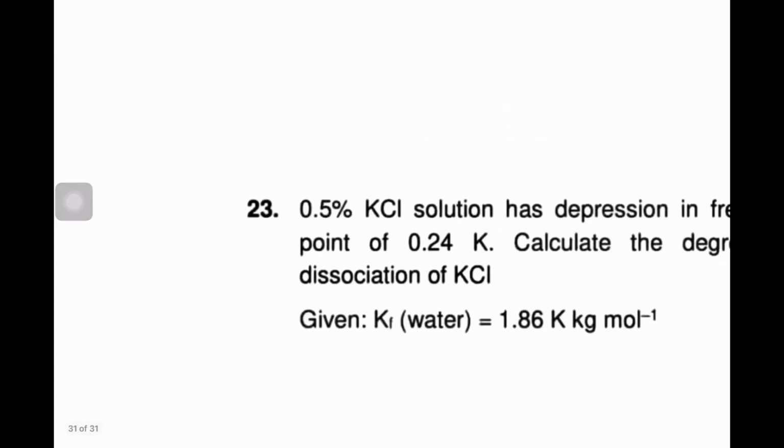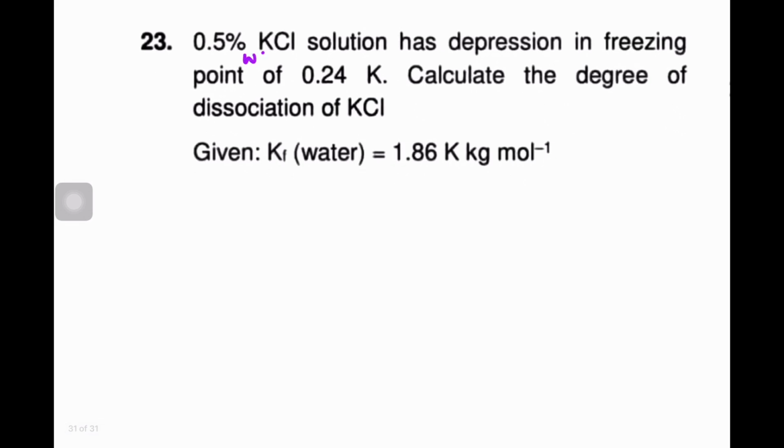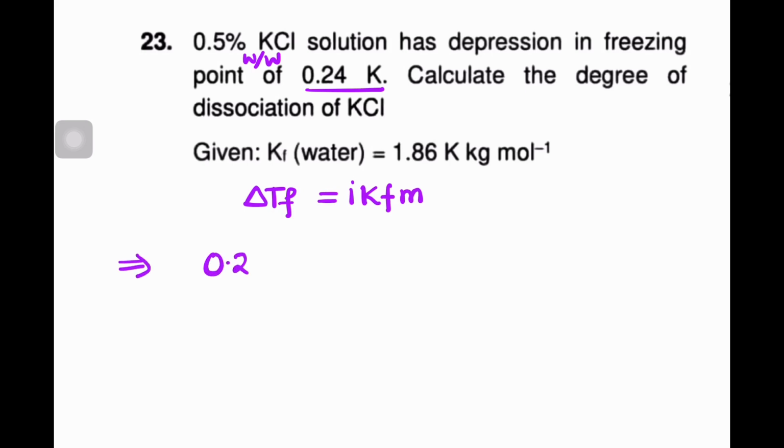Now, next one. A 0.5% weight by weight KCl solution has a depression in freezing point of 0.24 Kelvin. Calculate the degree of dissociation of KCl. So we know that delta Tf equals i Kf m. Now the depression in freezing point is 0.24. So 0.24 equals i into Kf value, which is 1.86, into molality. Molality is moles of KCl.